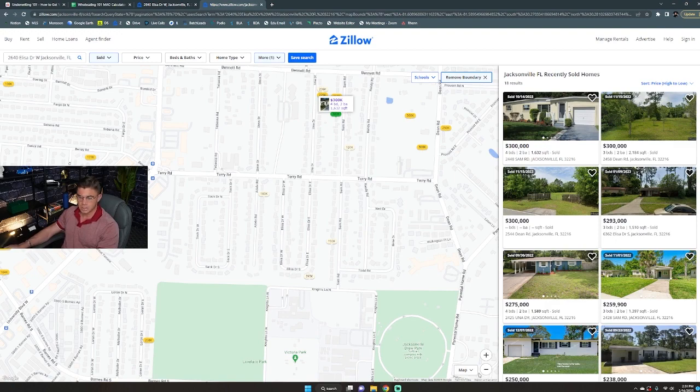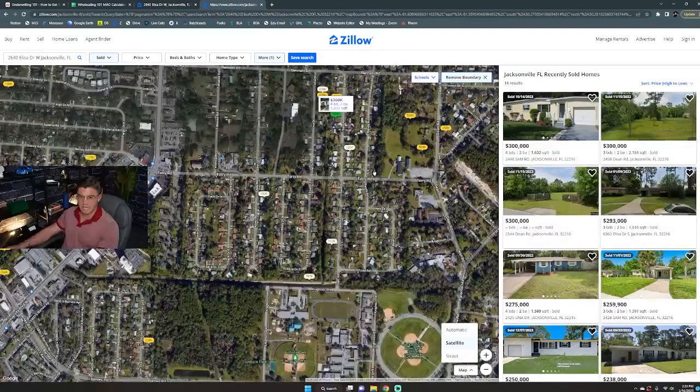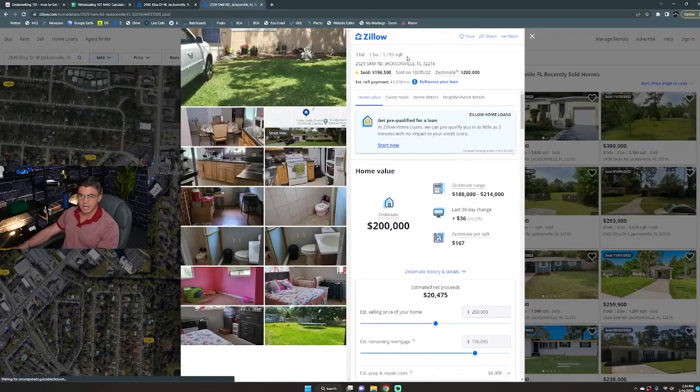But when I go to map and go to satellite, I can tell that this is going to be very similar product to what's over here. But I do need to keep in mind I am crossing a street. All right, another similar size, as is, pretty bad condition, 190s.